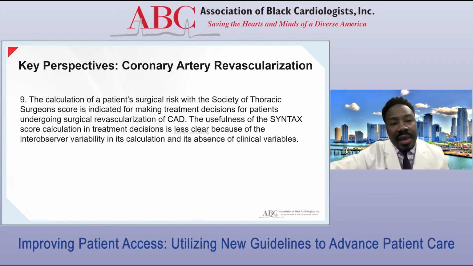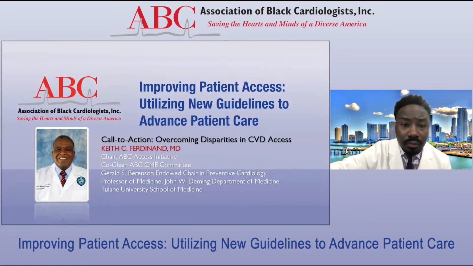And finally, the guidelines state that surgical risk should be assessed using the Society of Thoracic Surgeons score. There is less benefit with regard to using the Syntax score because it's less clear, given the inter-observer variability and the absence of clinical variables.